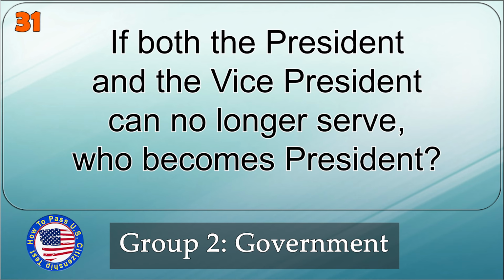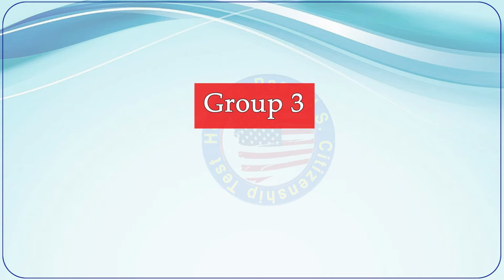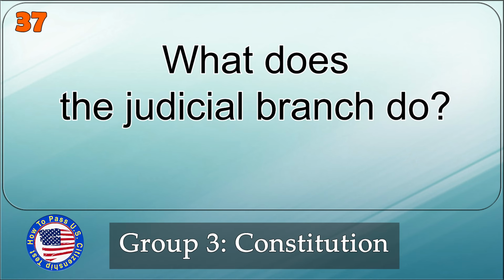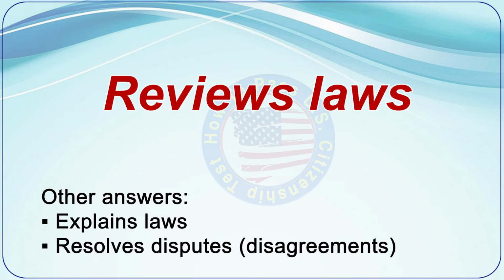If both the president and the vice president can no longer serve, who becomes president? The Speaker of the House. Group 3, Constitution. What does the judicial branch do? Reviews laws.